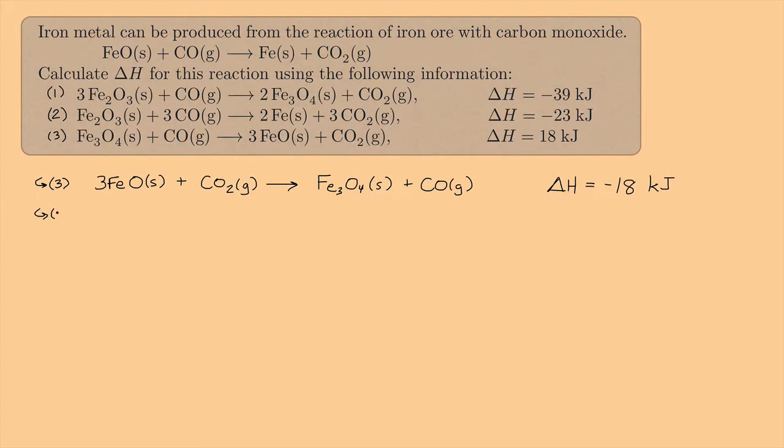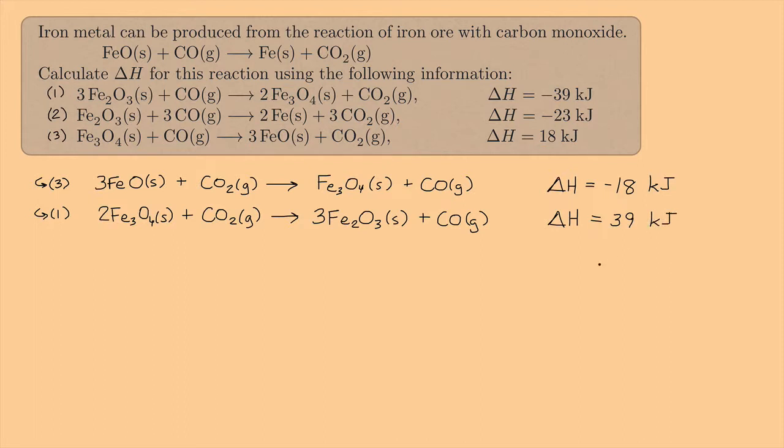So if I flip equation 1, I'm going to get 2 Fe3O4 solid plus carbon dioxide gas. It's going to give me 3 Fe2O3 solid plus carbon monoxide gas. And again, I got to flip the delta H value. So it was negative 39 kilojoules. Now it's going to be positive 39 kilojoules.